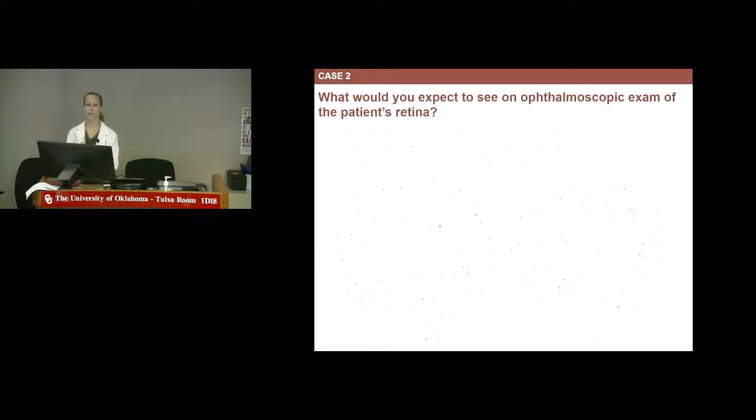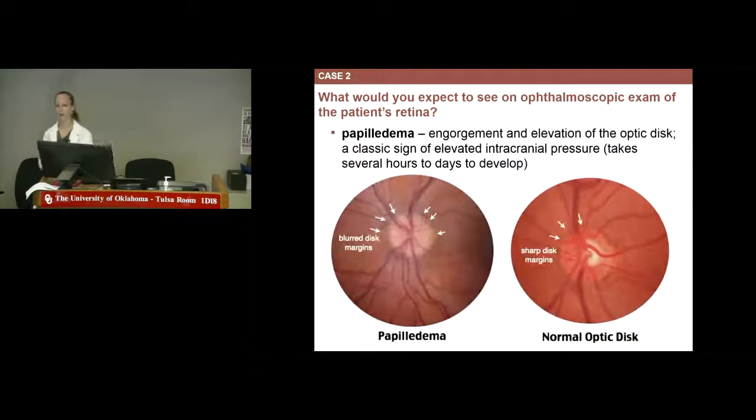So what would we expect to see on ophthalmoscopic exam? Do you think this guy would probably have some papilledema? This has been going on for a couple months, or like a month, I think it said. So it's been long enough. It's very possible he might have papilledema. So here's another picture showing kind of sharp margins versus blurring at the margins, just a diagram.